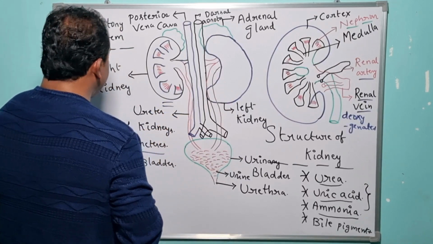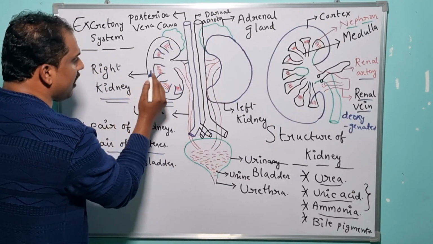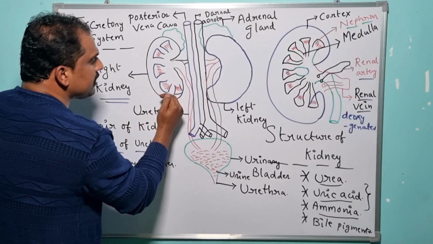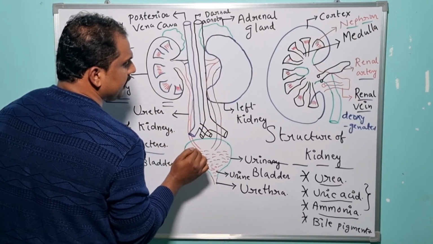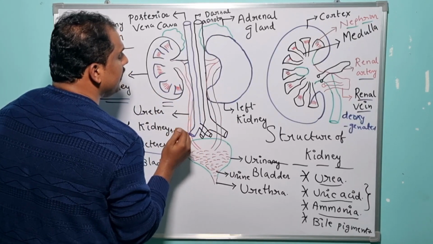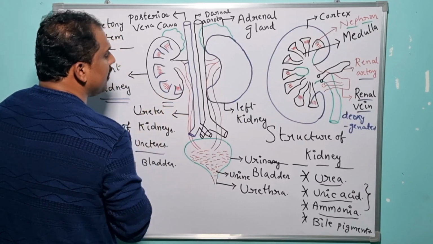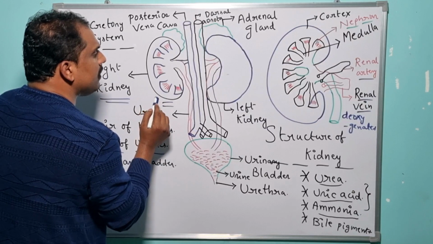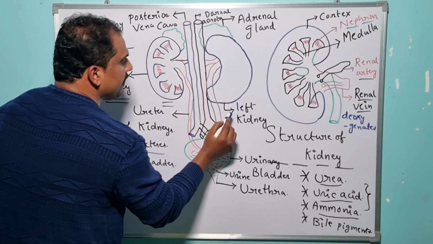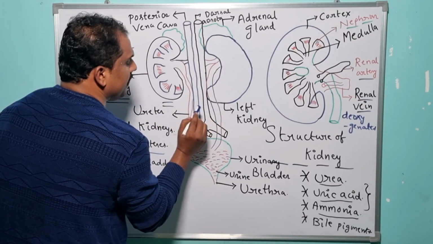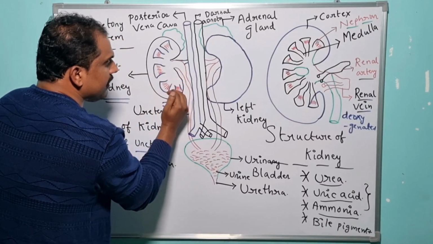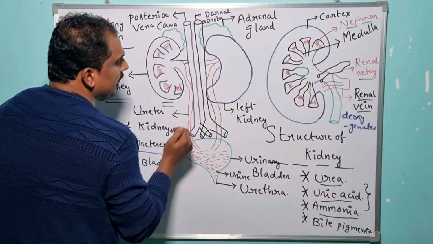Always, the right-hand side kidney is present at a lower position in comparison to the left-hand side kidney. So what is the reason behind this? The reason is very simple. On the right-hand side of the kidney, there is the availability of the liver, but on the left-hand side, there is no liver. So that is why the right-hand side kidney is present somewhat lower in comparison to the left-hand side kidney.